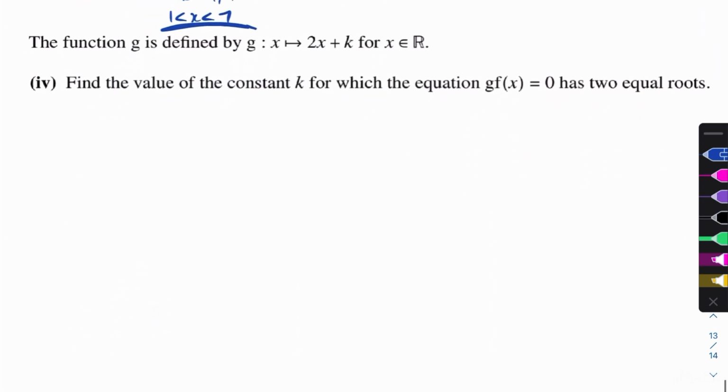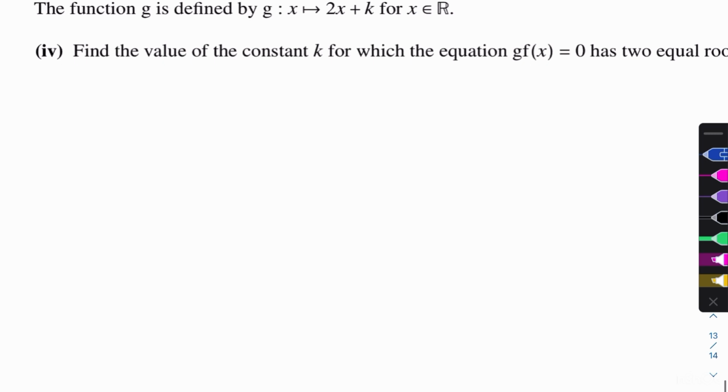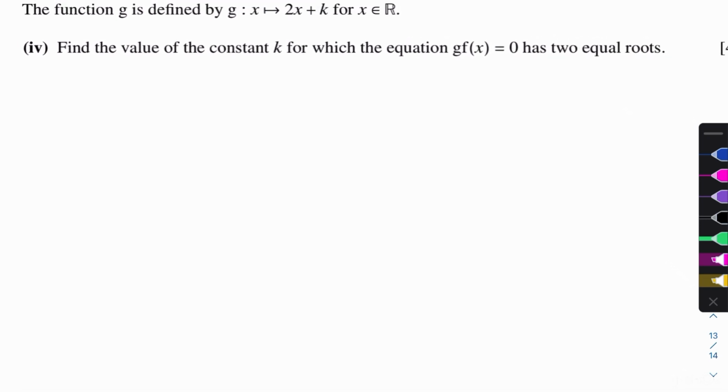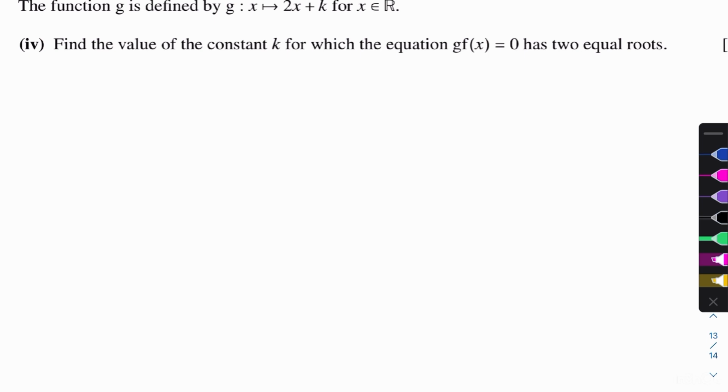Cool. Part 4. The function g is defined by g(x) equals 2x plus k. Find the value of the constant k for which the equation g(x) equals 0 has 2 equal roots. Okay, so anytime they tell you how many roots there are, you're always going to be using the discriminant.